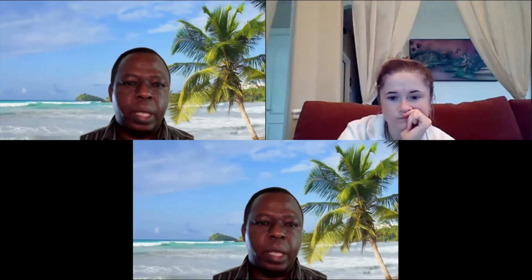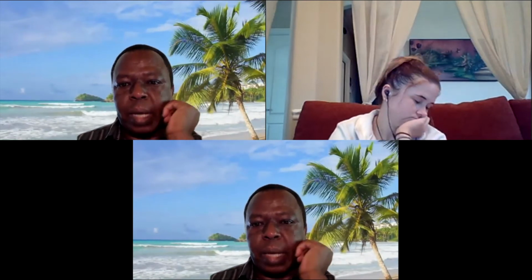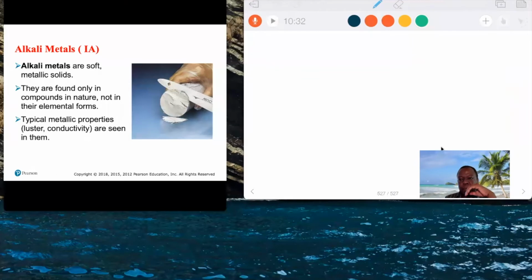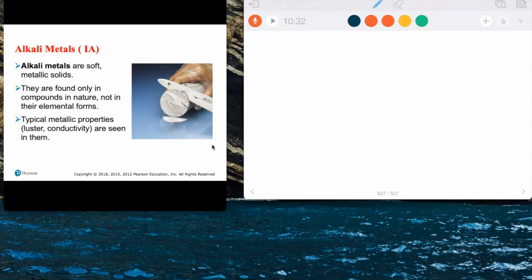So now what I want to see is group one. How does a group one metal react? We know that group one metals have one valence electron. Group 1A, all of them have one valence electron, and you know where they are. They are in the first column on the periodic table.